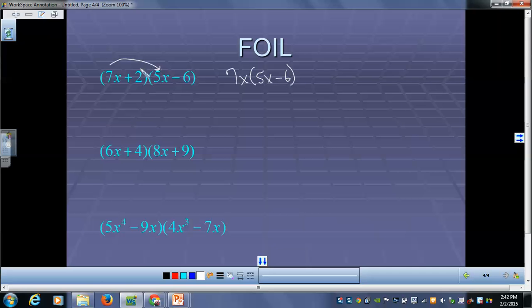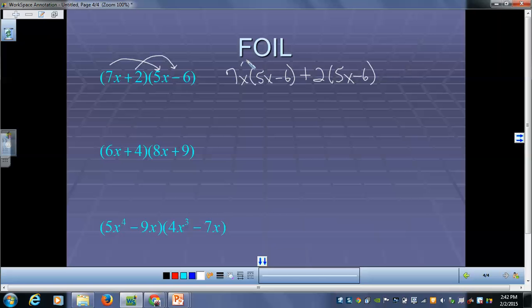And then it's 2 times this parenthesis. So plus 2 times 5x minus 6. All right, and then what you see is that it's really now two different monomials times the binomials, which is the problem that we just did.